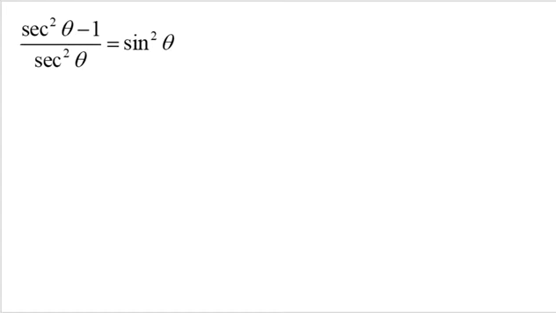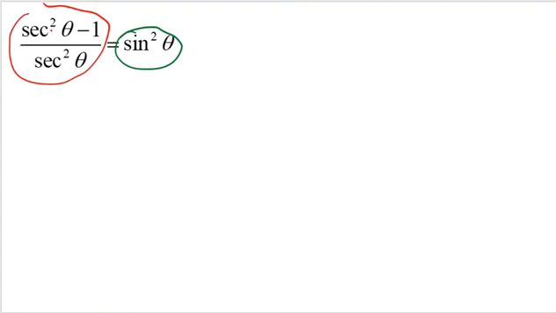Once again, I have a left side and I have a right side. What side do I want to start with? Well, the right side is pretty simple, sine squared, and we recommend starting with the more complicated side, so I'm going to start with the left side. Right away, I recognize a square and a 1. Oh my gosh, my eyes go right to those Pythagorean identities.